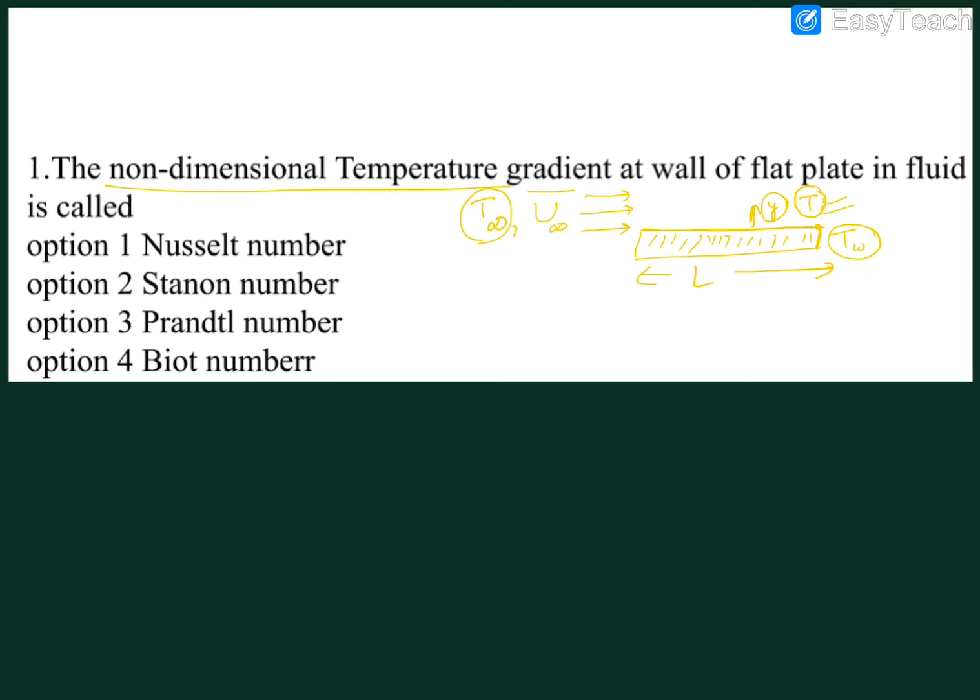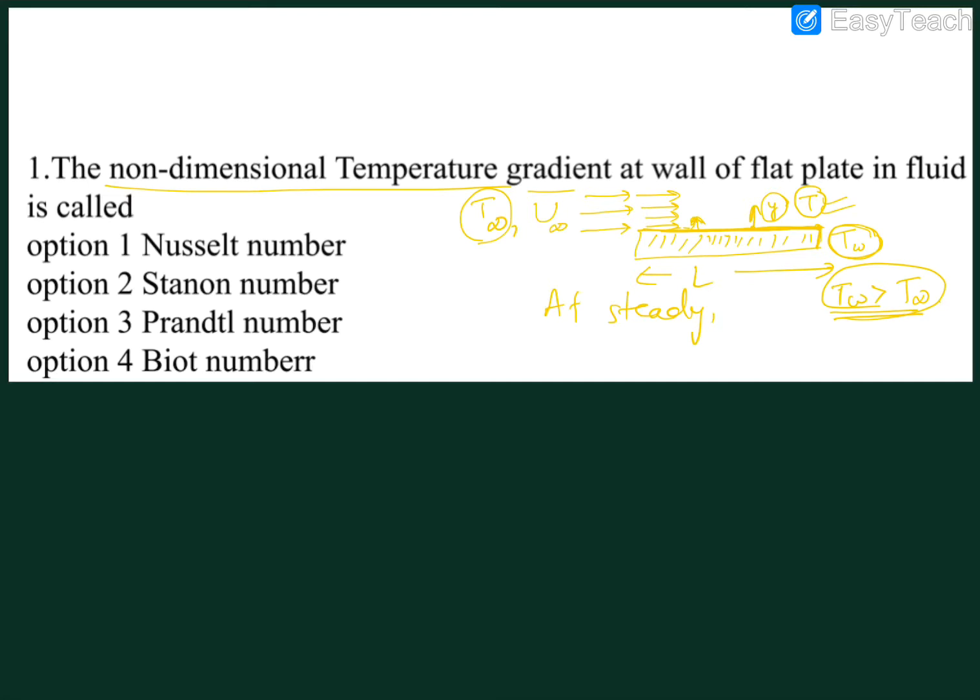Now if you want to understand the phenomena of conduction and convection at the wall, at steady state, the amount of heat conducted, this is Tw. So let us assume that Tw is greater than T infinity. So when Tw is greater than T infinity, the fluid coming in this direction will be heated by the energy supplied by the flat plate. In this case, at the surface, the heat transfer phenomenon will be conduction.